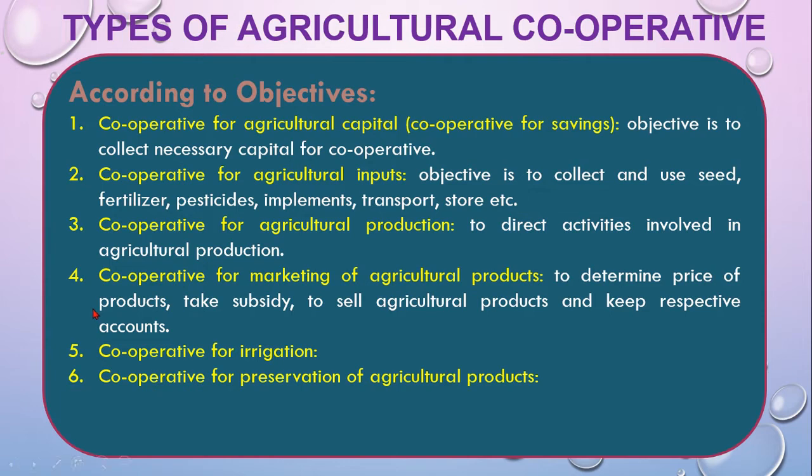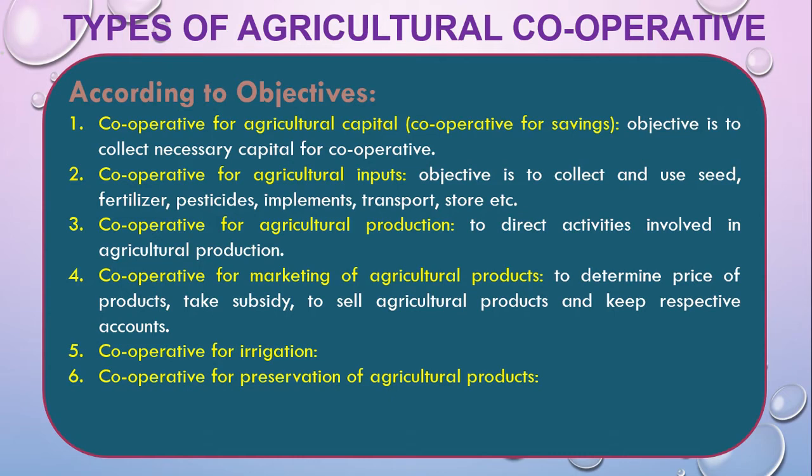Next one is cooperative for marketing of agricultural products. That means sometimes farmers produce the product, but they need to market the product properly. So that is why they can form a cooperative for marketing purposes. They need to determine the price, take subsidy, sell agriculture products, and keep respective accounts, and get the proper price. That is why they form a cooperative that is called marketing of agriculture products.